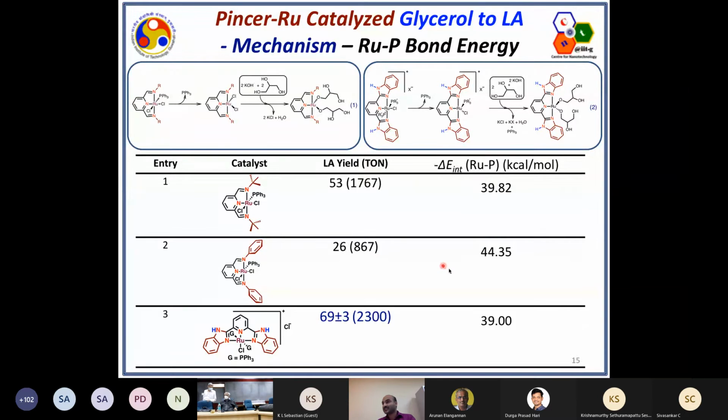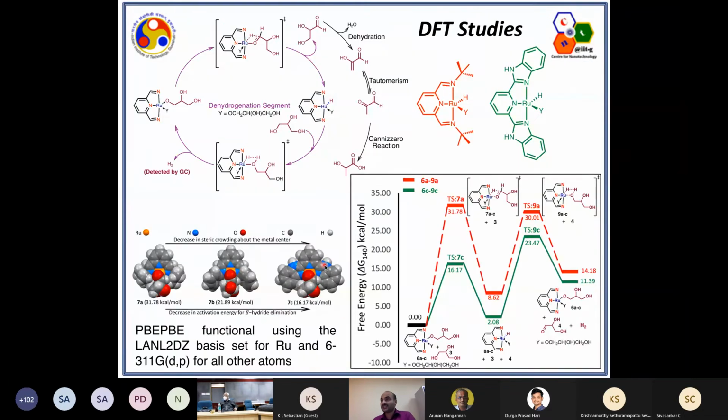So that makes sense. But then the t-butyl NNN ruthenium and bis-imidazole ruthenium catalysts have similar bond energies. Then why is there this difference? This difference is more pronounced because at lower loadings we get 90% lactic acid yield. So, comparable bond energy, why is this difference? When we looked into the mechanism, we saw that in the first step, the beta hydride elimination is highly kinetically unfavored for the t-butyl catalyst.